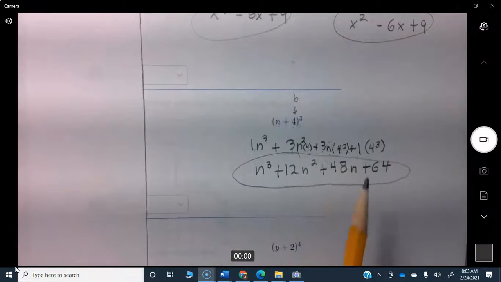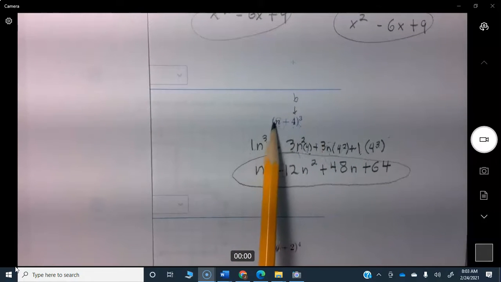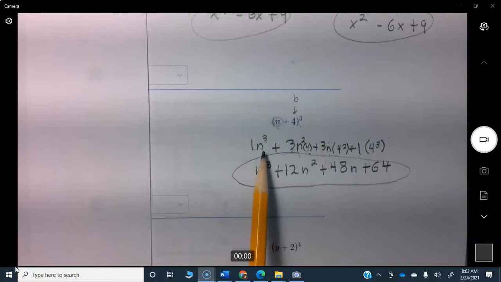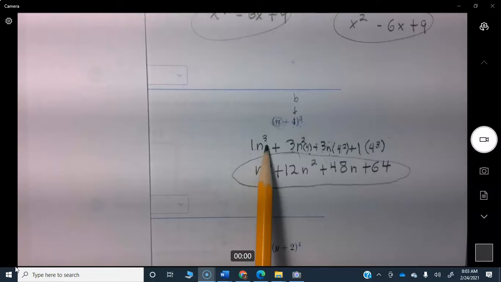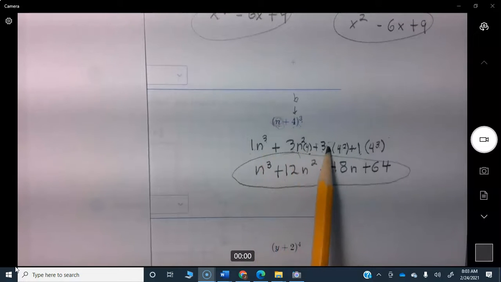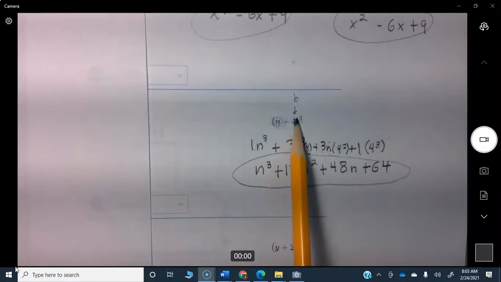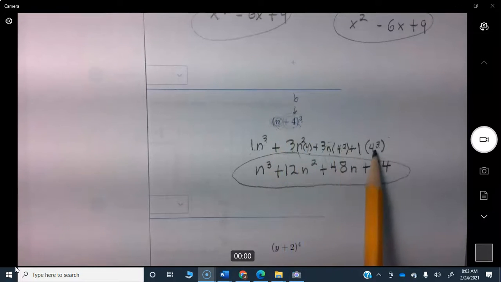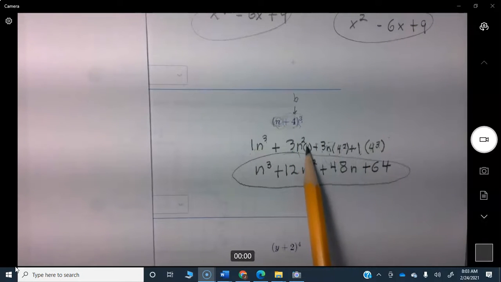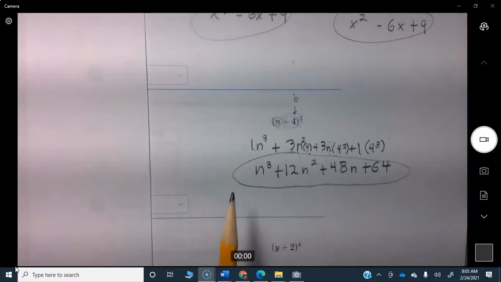Then the first part of the binomial, the n, you start off on the left with n raised to whatever that power is right there, to the third. Then you just decrease it by 1. N to the second, n to the first, and then no n at all. For the second part, that's the b part. In this case, it's an actual number. You start on the right side, and it's that number 4 raised to that power, 4 to the third, 4 to the second, 4 to the first, and then no 4 at all.